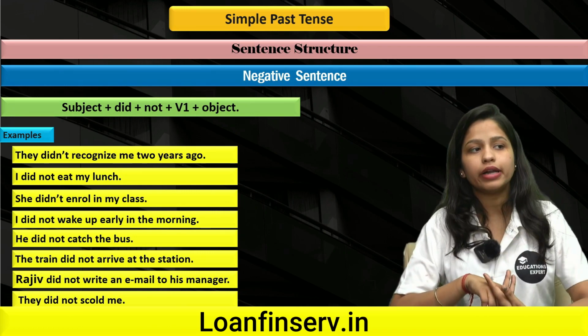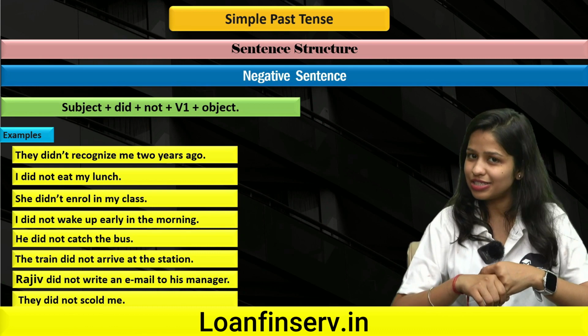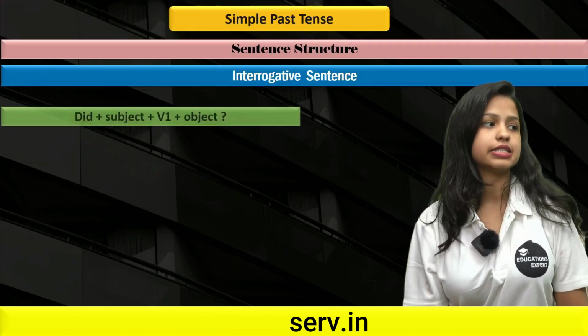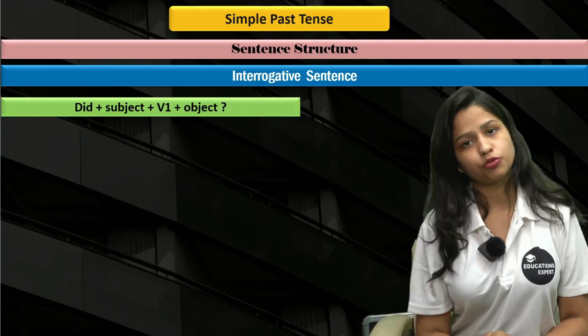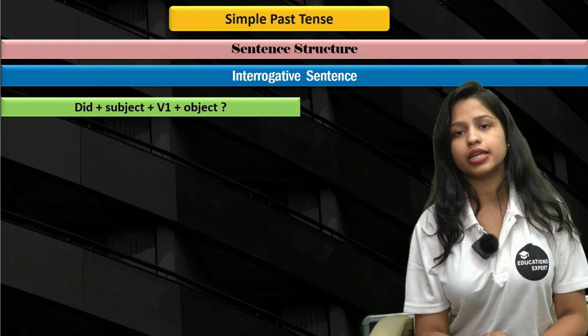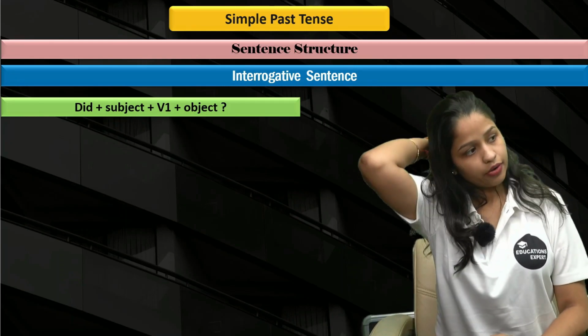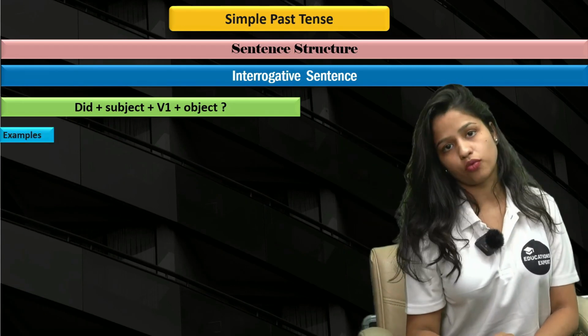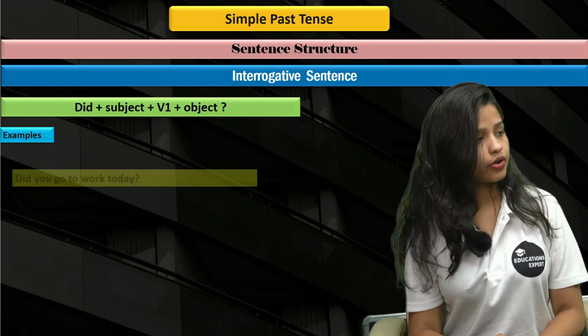Let's move forward and understand interrogative sentence structure. All right, now the sentence structure for interrogative sentences would be did, subject, V1, object, and question mark. Yes, right? So just put did before the subject. Just put the auxiliary verb before the subject. So these are your examples.